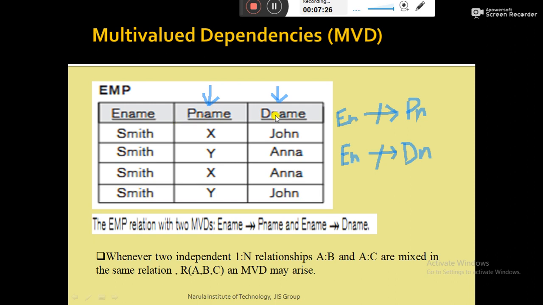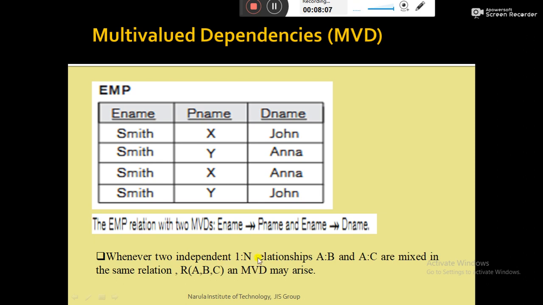Now, the first point is that the EMP relation has no functional dependency, and the employee relation has two multi-valued attributes, pname and dname. Now let's discuss the concept of multi-valued dependencies. A relation has a multi-valued dependency if a particular relation has two independent 1:n relationships, like A is to B and A is to C, mixed in the same relation R. Then a multi-valued dependency may arise in the relation.